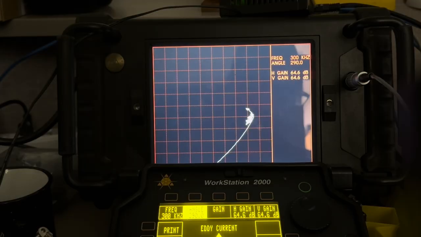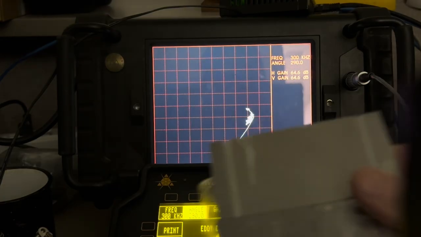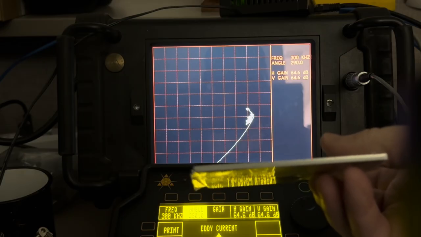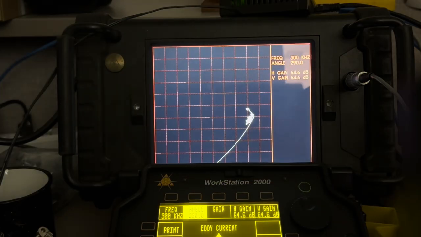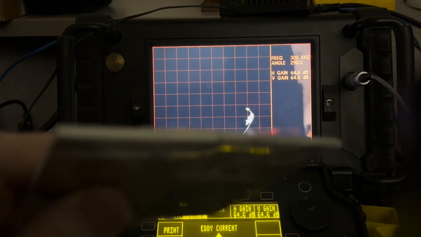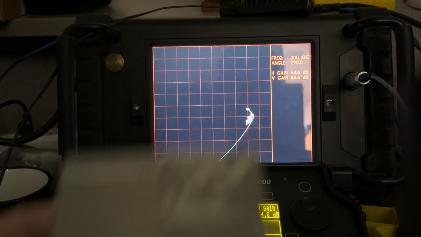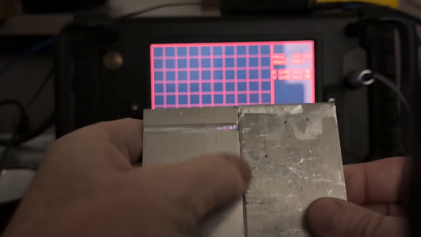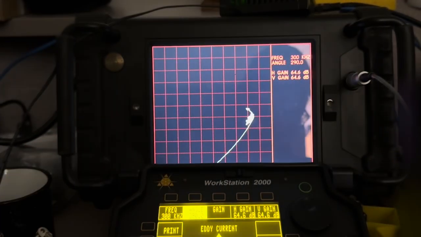So what's a good way to mock that up? What I did was I took a couple really thick pieces of aluminum here. When I say really thick, I'm talking in terms of eddy current. These are probably about 5 or 6 millimeters in thickness. And what I did was I butted them up against each other. So this is a really deep crack, right?